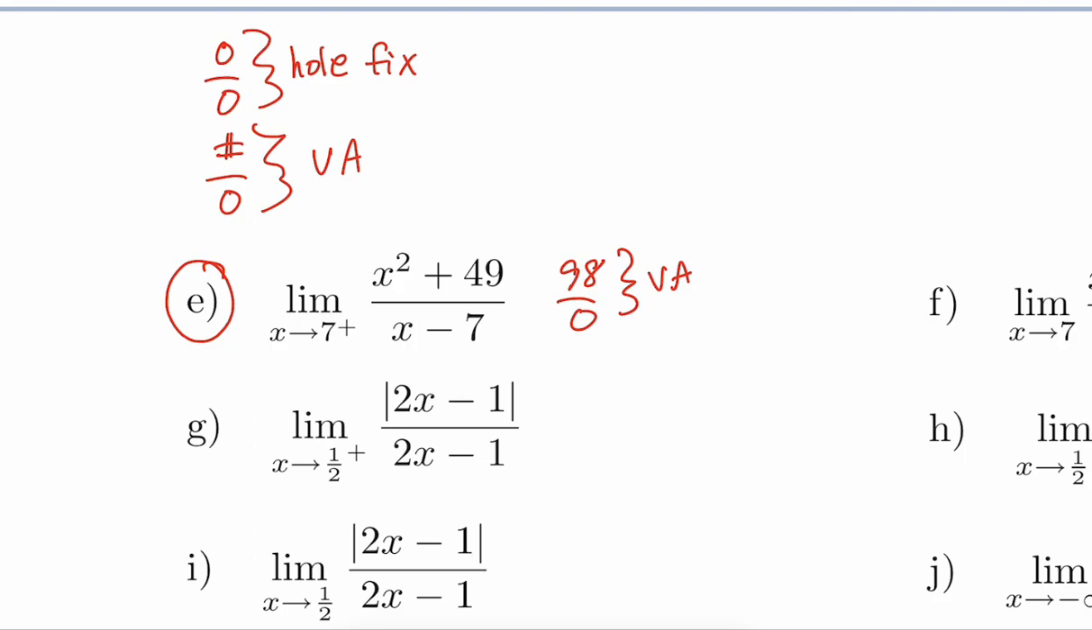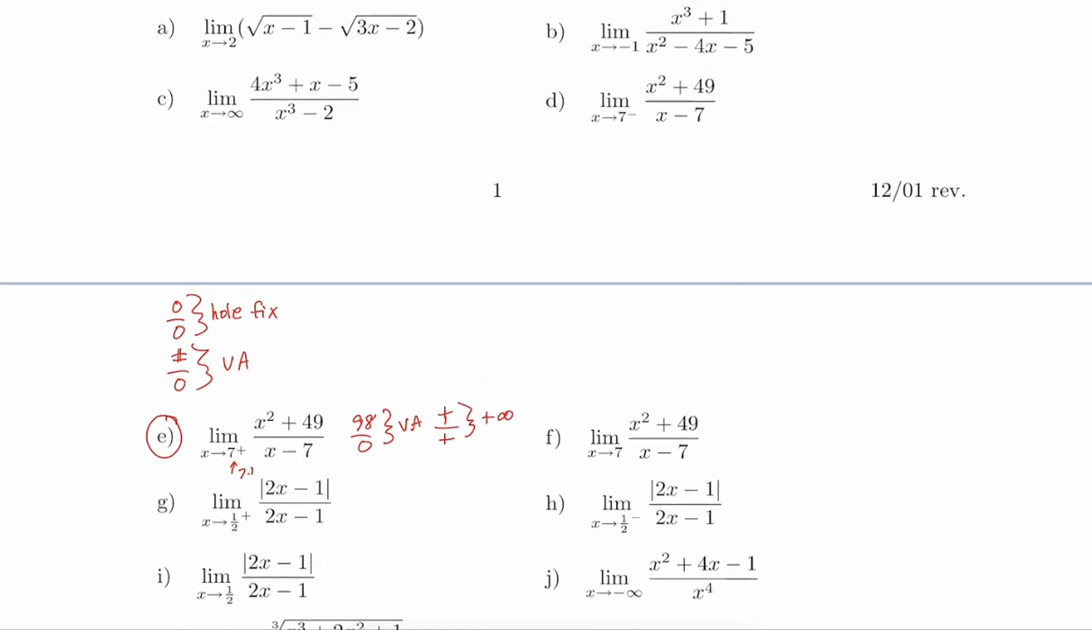So if the notation says we're coming in from the right, we're going to plug in 7.1. Okay? If we're coming from the right. So let's plug in 7.1. You get a little more than 98 on the top, but it's still a positive on the top. If we plug in 7.1 on the bottom, we get a positive on the bottom. Positive over positive means that we are going to positive infinity on the right. So that's your answer for E.